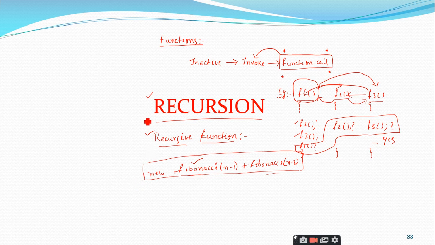So up to this point we have seen what recursion is. Recursion is a process or methodology where a function calls itself, and we have seen the recursive function, where a function which implements the process of recursion is termed a recursive function.